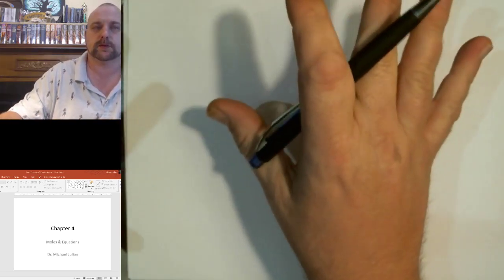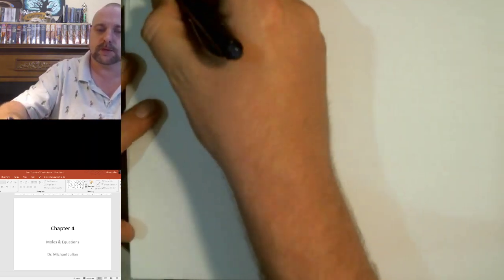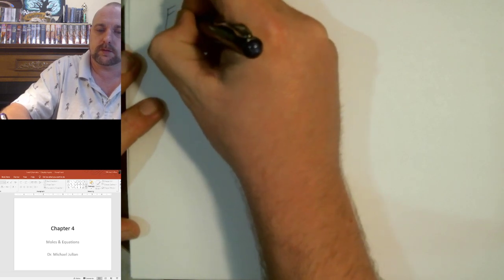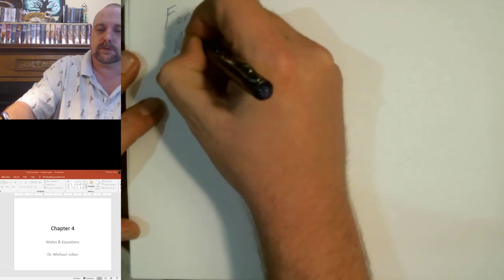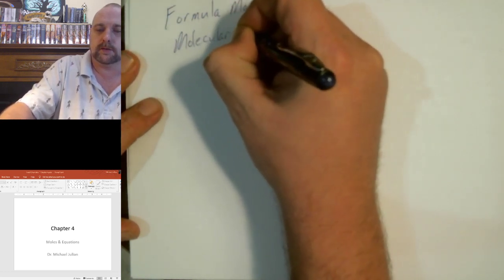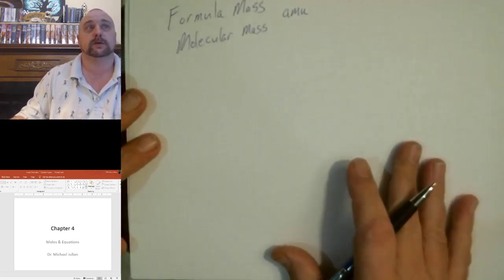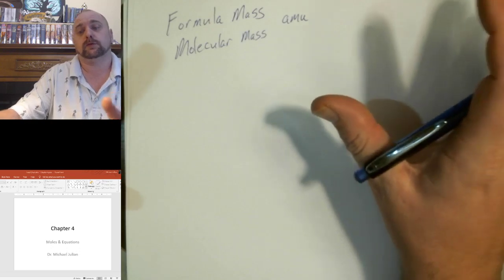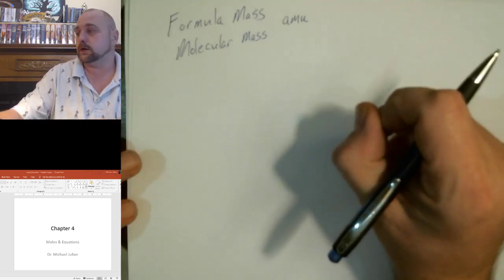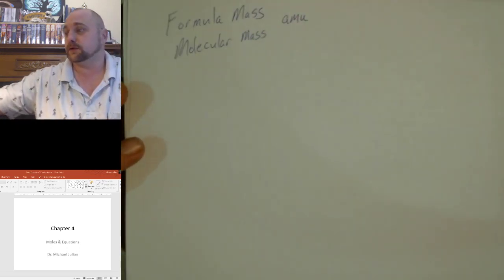Chapter 4, before I get started in the PowerPoint, I really want to look at a couple of key terms, a couple of things that can be confusing out of the book. So the first idea that we're going to be dealing with is formula mass, also known as molecular mass. These are in AMU, atomic mass units. All they are is you take the formula and you get the total, the sum of the atomic masses. A reminder, the atomic masses for each thing is found on our periodic table.